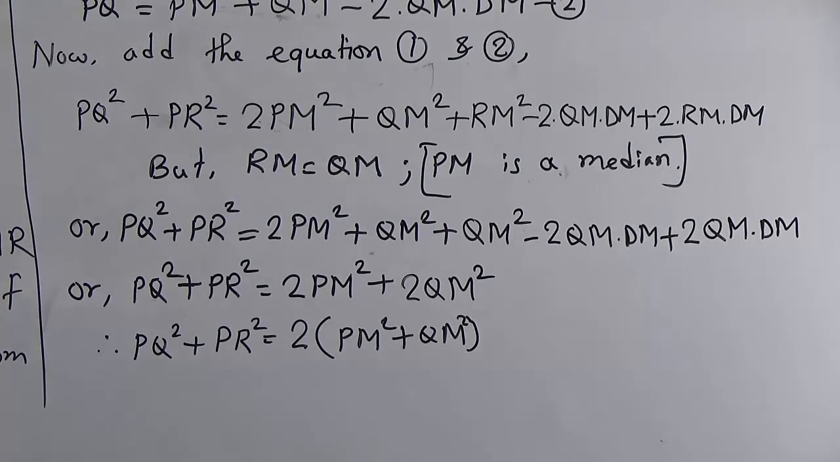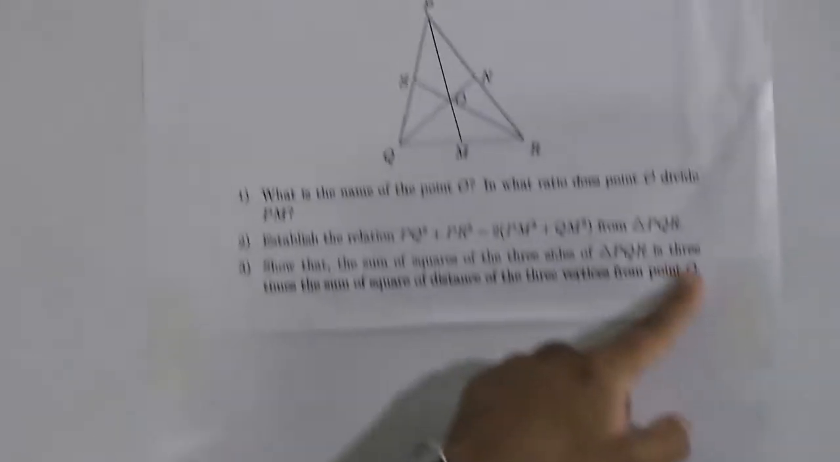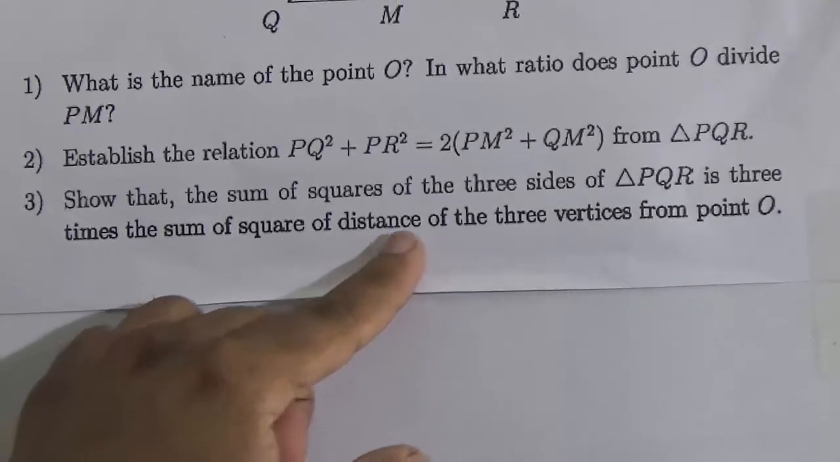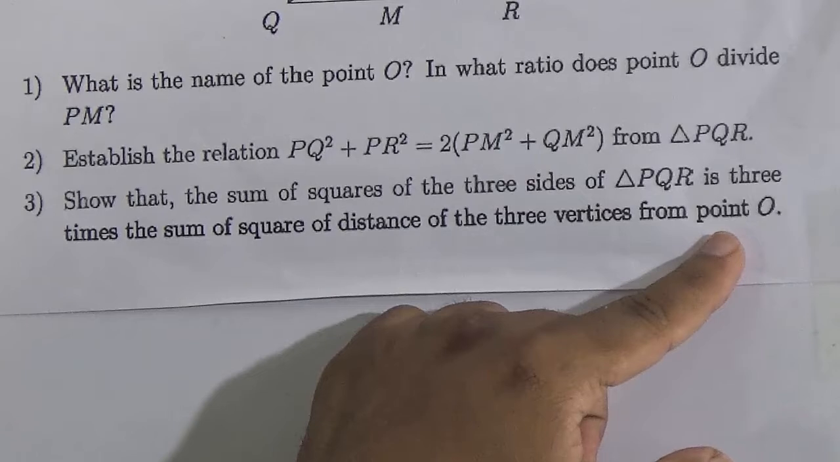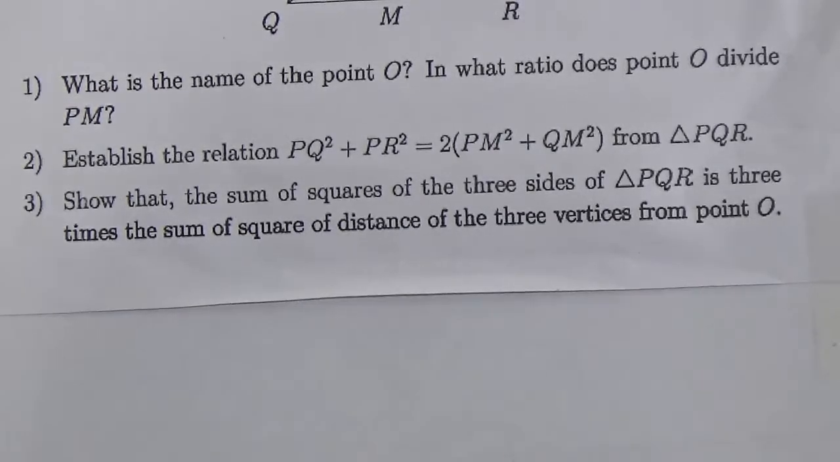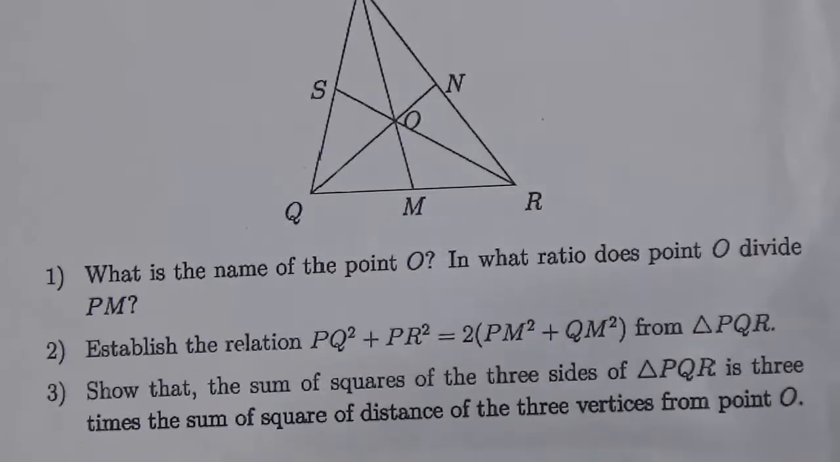Now, my dear students, we will solve question number 3. Question number 3 is saying what? Look at the question number 3. Show that the sum of squares of the 3 sides of triangle PQR is 3 times the sum of squares of distance of the 3 vertex points from the point O. That means we need to prove what? We need to prove, my dear students, the solution of 3.